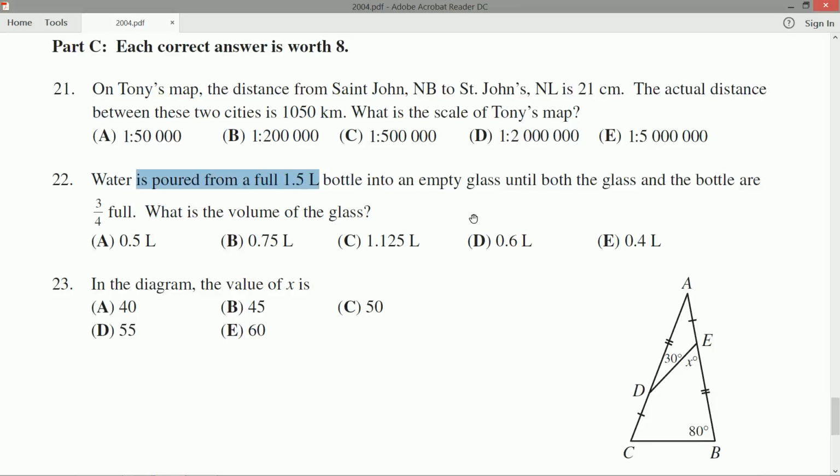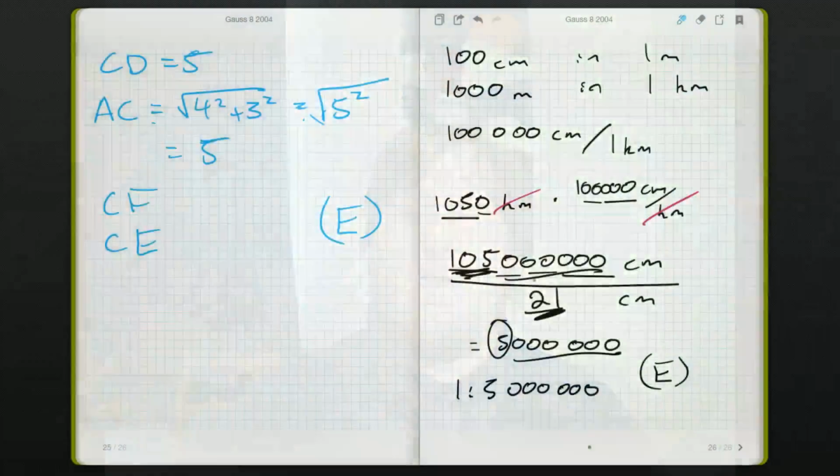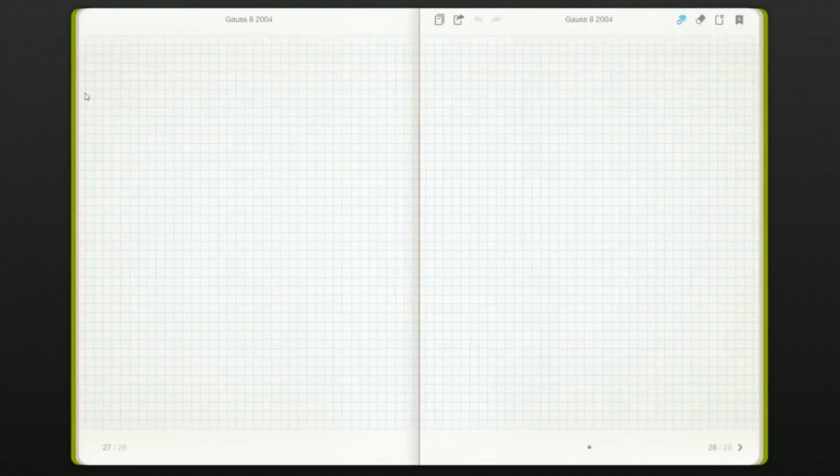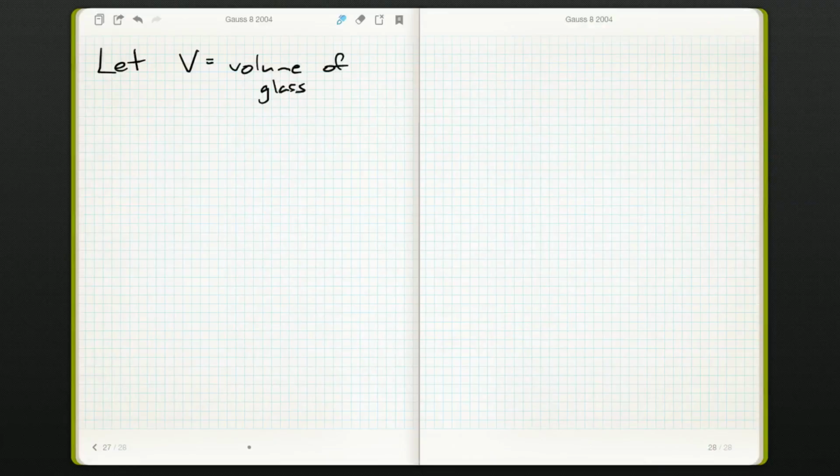Okay, so what I'm going to do is give a name to the volume of the glass. I'm going to say it's volume V. Then we can try and set up an equation here. The amount of water does not change at all. Because we want to know the volume of the glass, let V be the volume of the glass.